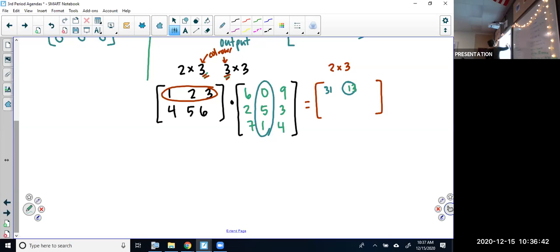So this third entry on the top. I want to move this third row. There we go. The third entry on the top is still the top row, but now it's going to be the third column. So 1 times 9 is 9, plus 2 times 3 is 6, plus 3 times 4 is 12.